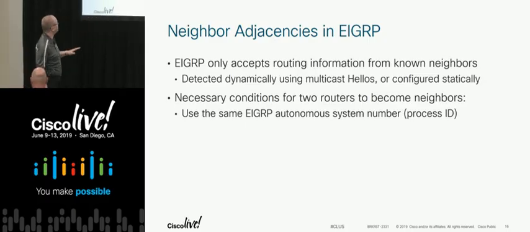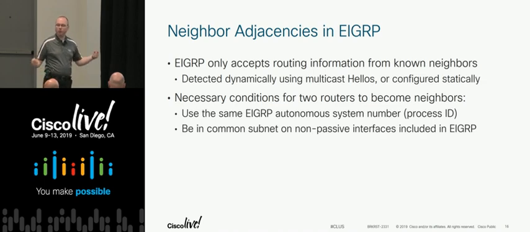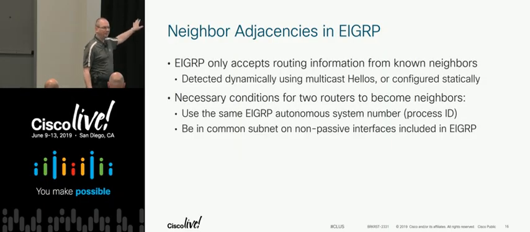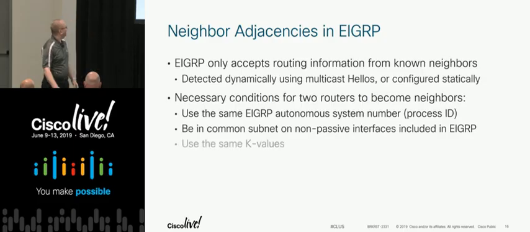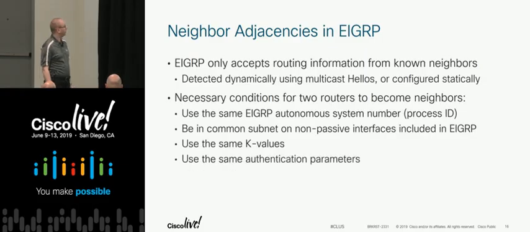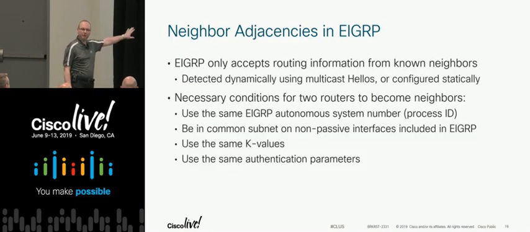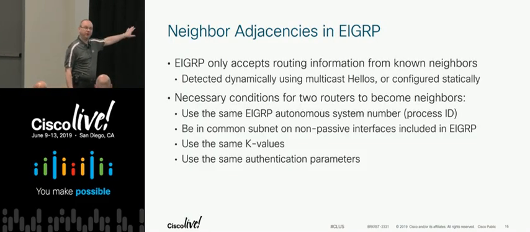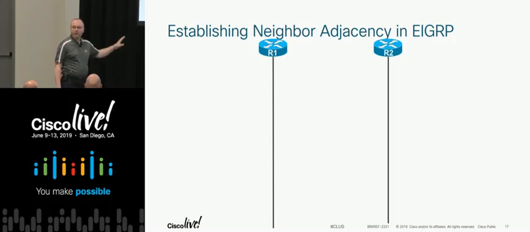We need to have the same autonomous system number or the process ID. We need to be on the common subnet on non-passive interfaces. There is one exception to this. Anybody? Unnumbered, exactly. For unnumbered, you really cannot be on the same subnet. Use the same K-values to compute the metric in the same way, and use the same authentication parameters. If any single one of these doesn't match, you won't be friends with your physical neighbor because there is a mismatch.